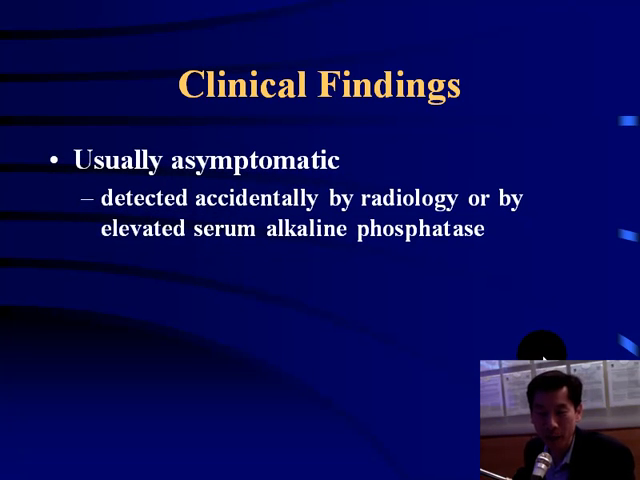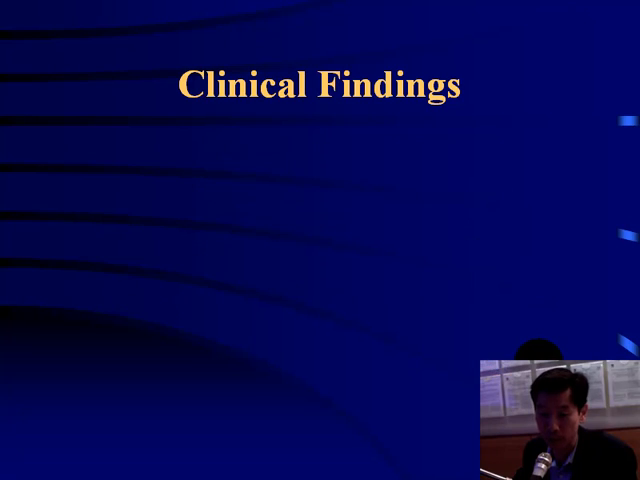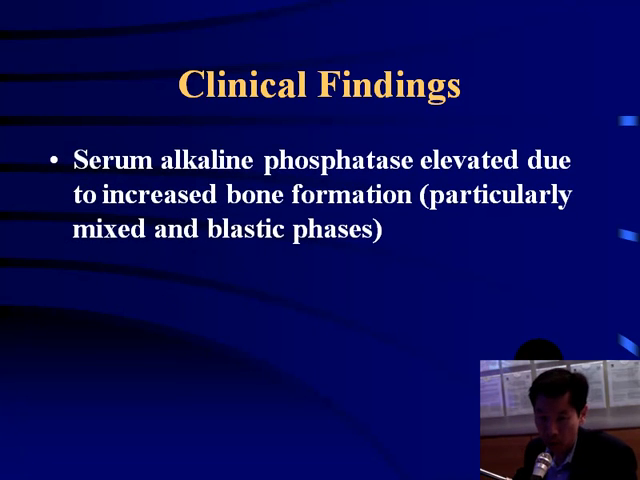Patients with Paget's disease are usually asymptomatic, and they're usually detected accidentally, either by a radiologist or by a laboratory test, the elevation of their serum alkaline phosphatase. When Paget's disease is symptomatic, bone pain is the reason that most bring them to our medical attention. The alkaline phosphatase is elevated due to increased bone formation.